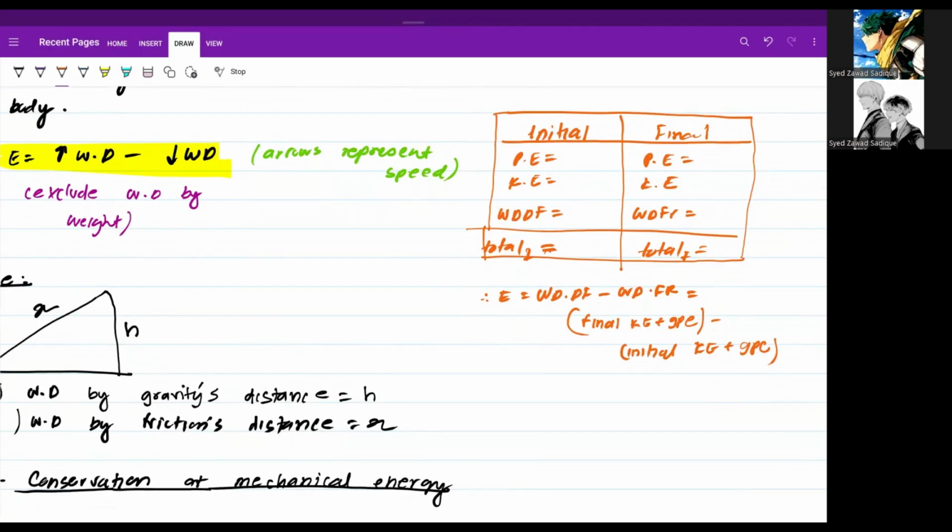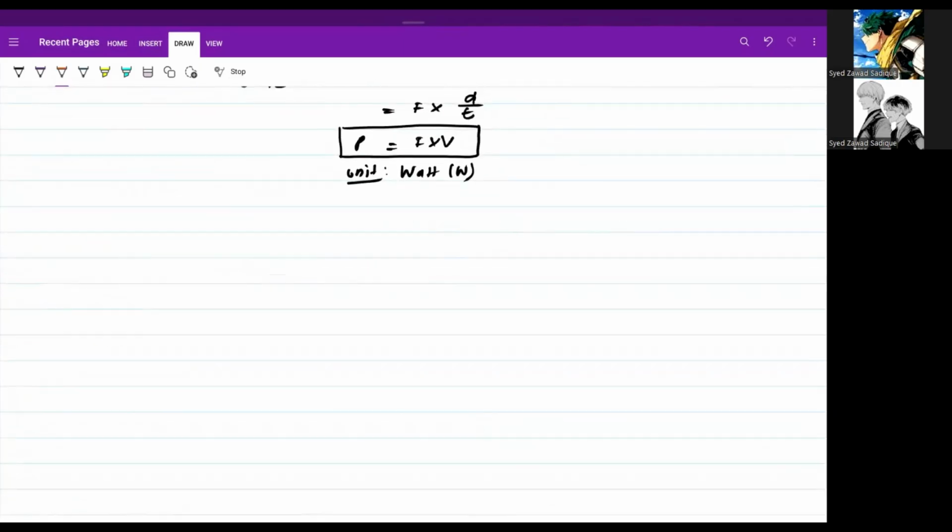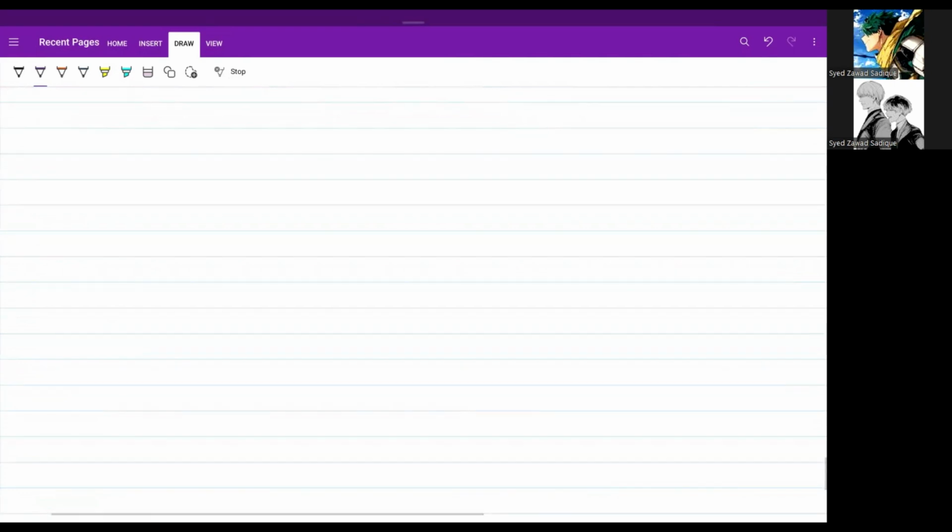Now, moving on to chapter 5, connected particles. It's the trickiest. Most people have a problem with this chapter. Okay, Bismillah. So, chapter 5, connected particles.